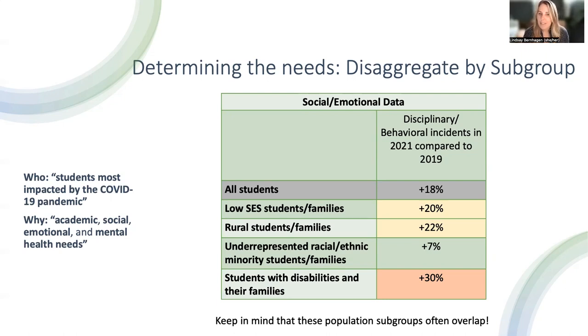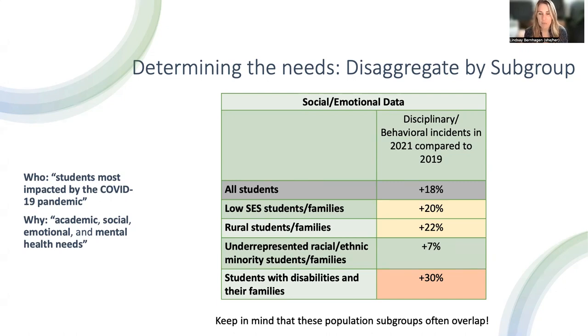Okay, yep, low SES students and their families, rural students and their families. Yeah, we're seeing an increase there as well in terms of disciplinary and behavioral incidents in 2021 compared to 2019. It's more than students as a whole. If we look at the entire student body that we serve, is it a lot more? That kind of depends. We look at underrepresented students. Yep, also an increase there, but it's actually less than overall students.